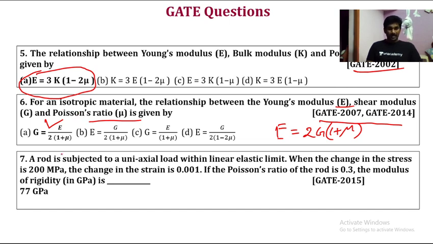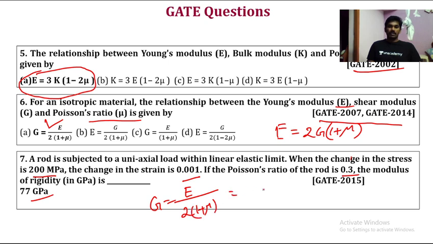Next, seventh question. A rod is subjected to a uniaxial load within linear elastic limit. When the change in stress is 200 MPa, strain is 0.001, and Poisson's ratio is 0.3. The modulus of rigidity in GPa, same equation. So G is equal to E by 2 into (1 plus mu).